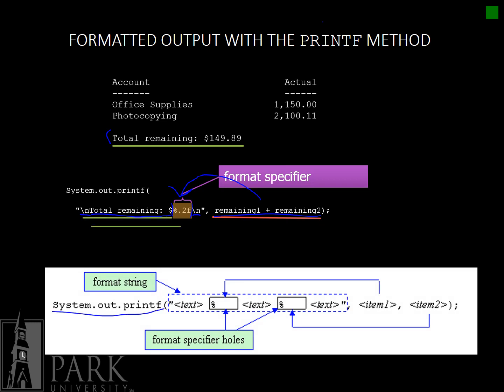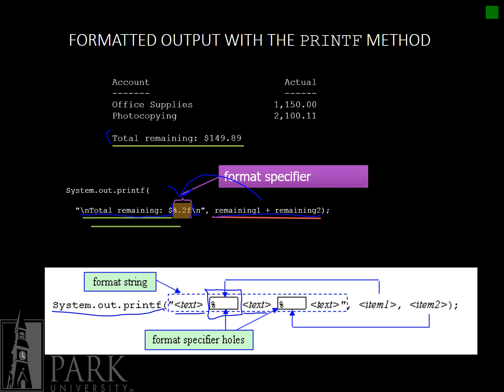We're going to printf, okay? That's our method. We've got some text, and then we've got a format specifier, which starts with the %, and then a bunch of gobbledygook like you see here, %.2f. And then we've got some more text, and then we can have another format specifier, right? And then we've got some more text.